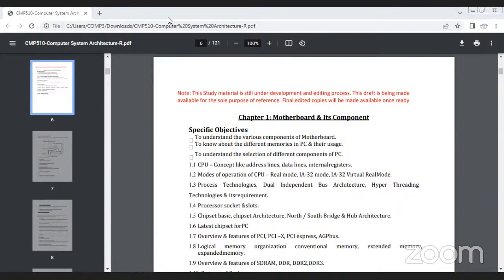Hello. Today we start with our new subject, computer architecture systems. In that first chapter is a motherboard and its components. The chapter name is a motherboard and its components. Then what is a motherboard?